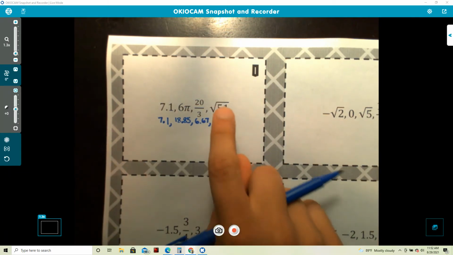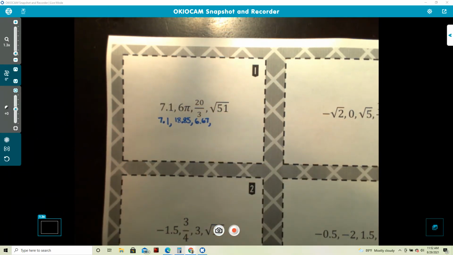All right, and then square root of 51, so a number times itself that's equal to 51. So I'm going to do right here, square root of 51. I get 7.14.